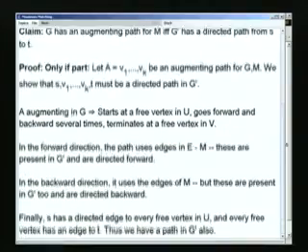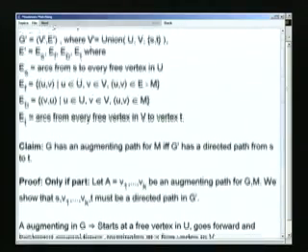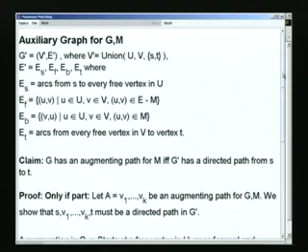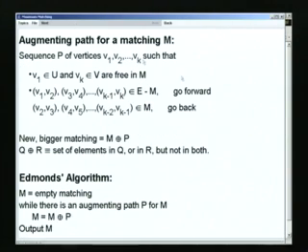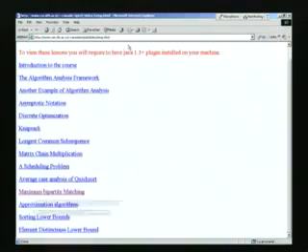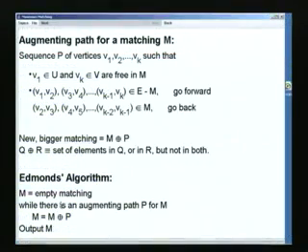So let's summarize what we have done. We have defined this auxiliary graph, and using the auxiliary graph, all we have to do is find a path in it, and we get an augmenting path. So we find a path from S to T and we get an augmenting path. So now that brings us back to our algorithm.